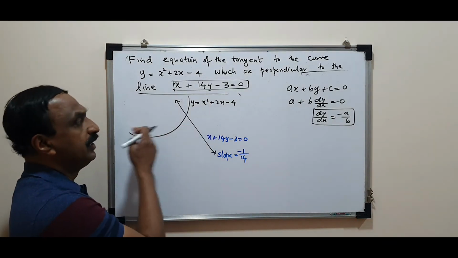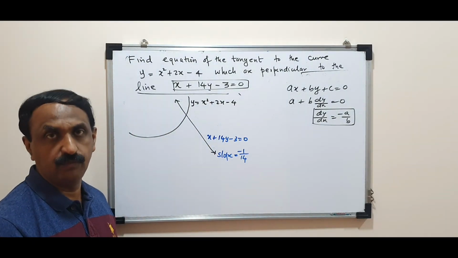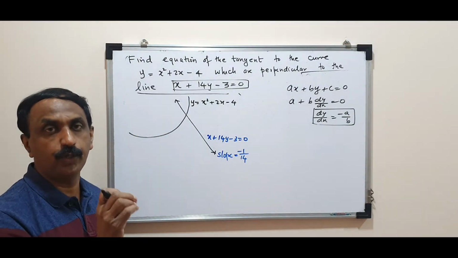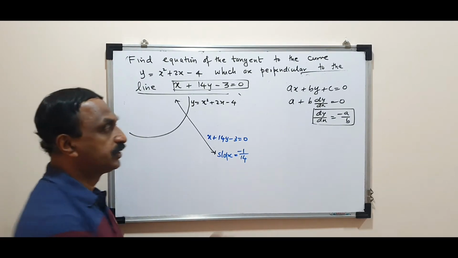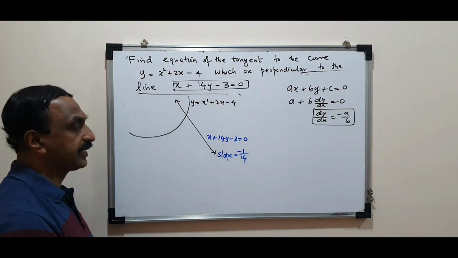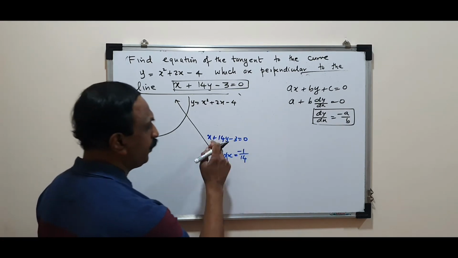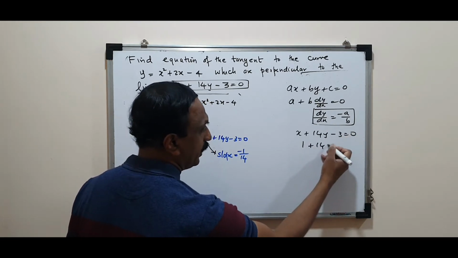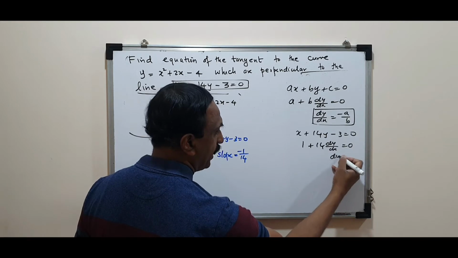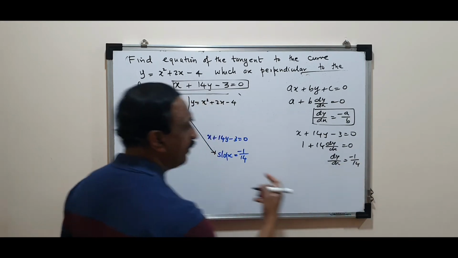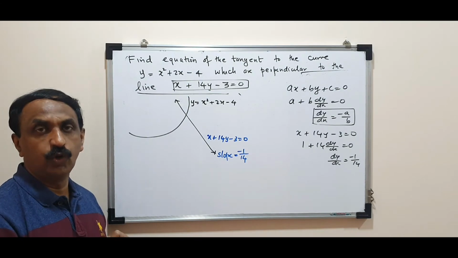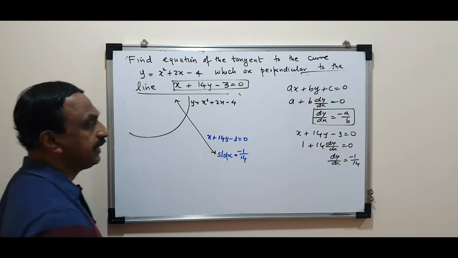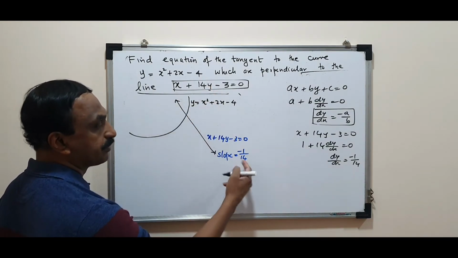Whereas if you take a curve and find the derivative, it will have x and y in it, which means it varies according to the point. In case of a line, any point you take, the slope at that point remains the same. That's why dy by dx is a constant, minus a by b. Even if you differentiate this equation, you can get the slope of the line: 1 plus 14 into dy by dx equal to 0, so dy by dx is minus 1 by 14. So whenever you forget, slope of any curve at a point, just find the derivative and that gives you the slope. So the slope of the line given to me is minus 1 by 14.